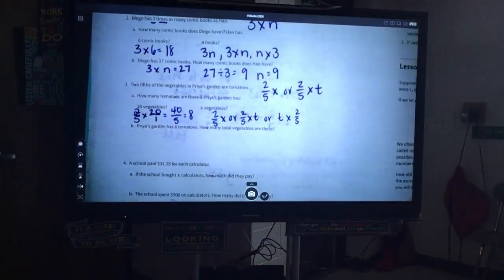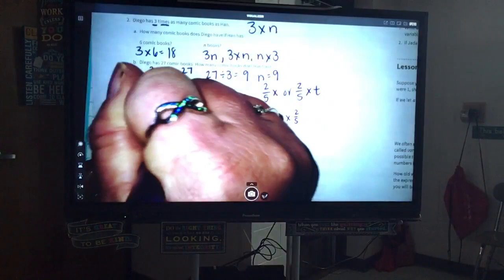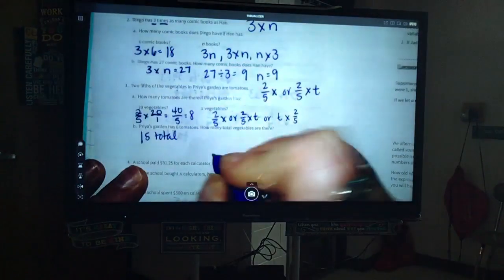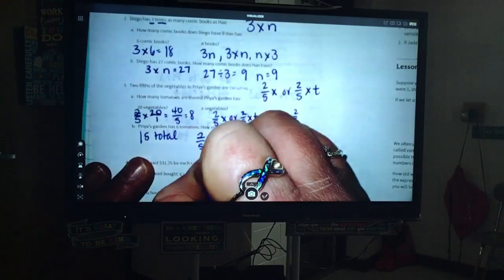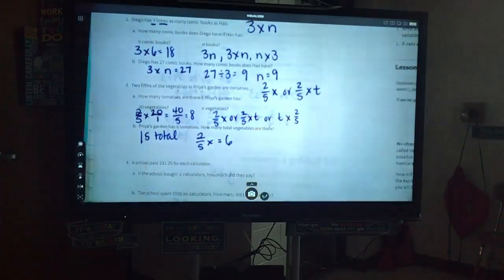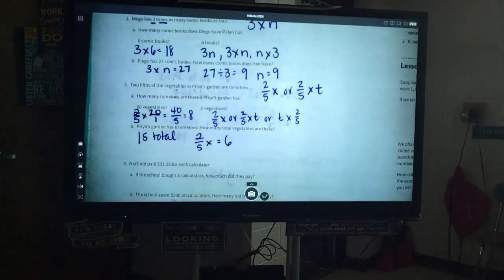All right, Priya's garden has 6 tomatoes. How many total vegetables are there? All right, so what do we do for this one? Bonnie? I got 15 total vegetables. So 15 total. All right, so essentially we did 2/5 x equals 6, right? So how do we go about figuring out 15?